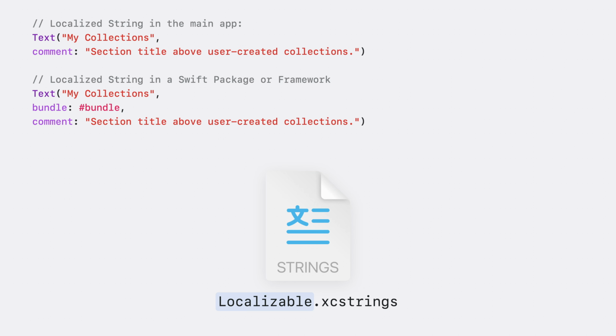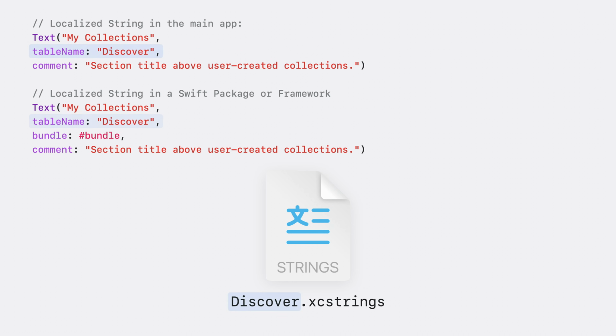This matches the default file name when you create a string catalog. Of course, we can change the name. The parameter tableName lets us put strings into the string catalog of our choice. For example, using the table name Discover automatically puts them into Discover.xcstrings.